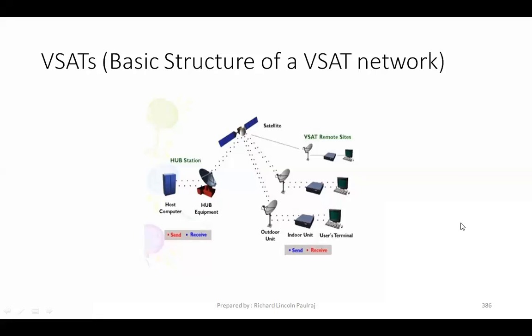So today we will continue discussing VSATs. In the last class we had seen the structure, which is the satellites communicating to your outdoor units, then to indoor units, and then to the user terminals, right? So here also you can see your satellite, and then your hub equipment, and then host computer. Between each of these, you will always have sending and receiving of information.